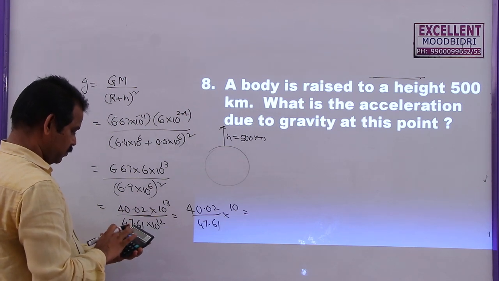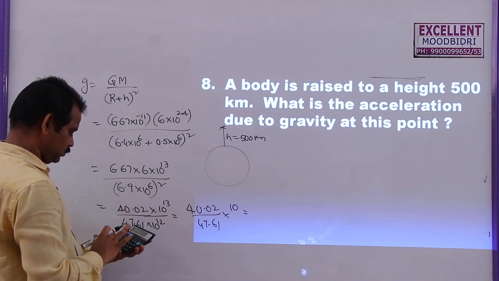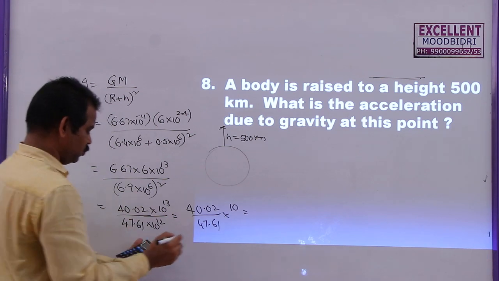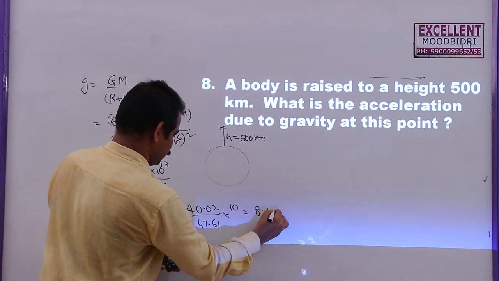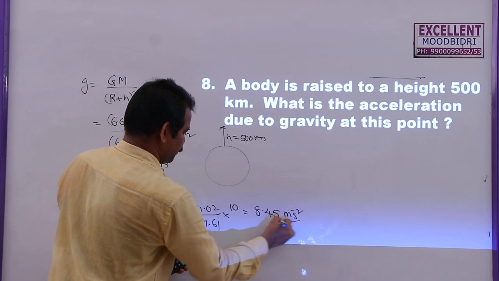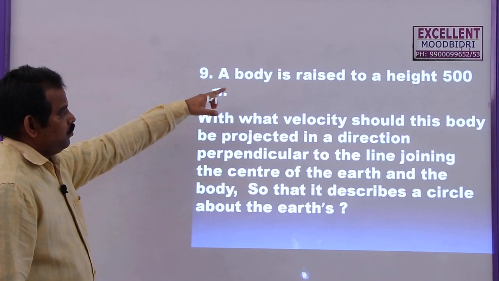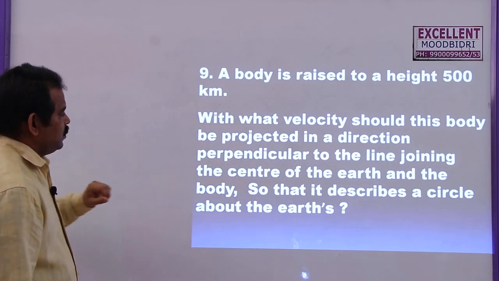Now 400.2 divided by 47.61 is equal to 8.45 meter per second.